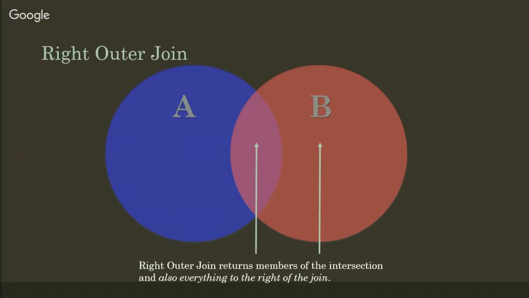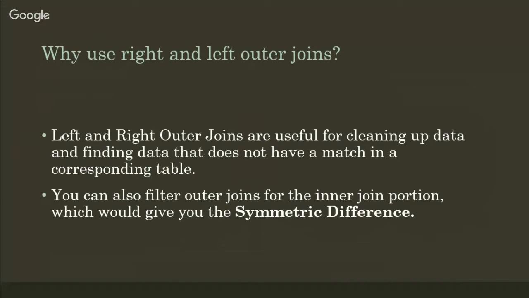The right outer join is exactly the same as the left outer join, but with everything to the right of the join. One of the purposes of these left and right outer joins is that they're useful for cleaning up data and finding data that does not have a match in a corresponding table. It'll still return a row for whatever is in the left or right, depending on which join you're using, and it just won't show matching corresponding data from the other table. So it can show you rows that are supposed to have a corresponding row, but don't.